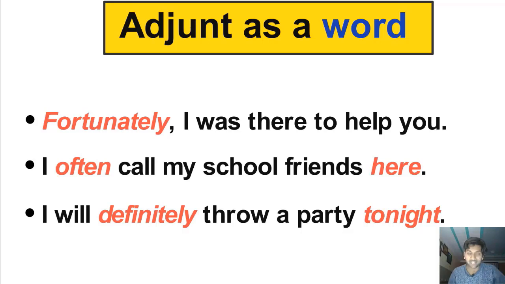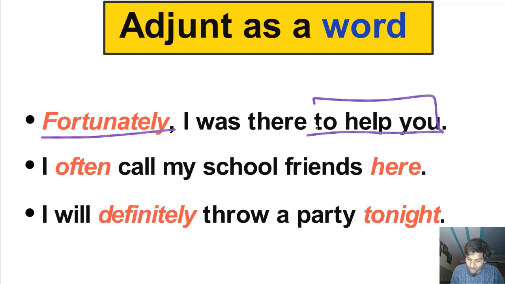All right. Adjunct as a word. Example number 1: Fortunately, I was there to help you. So I was there to help you is the main clause. And within this clause, we also have an adjunct. I was there. Why? To help you. So this is also an adjunct. Why was I there? To help you. This is an infinitive phrase working as an adverb talking about the reason for being there.